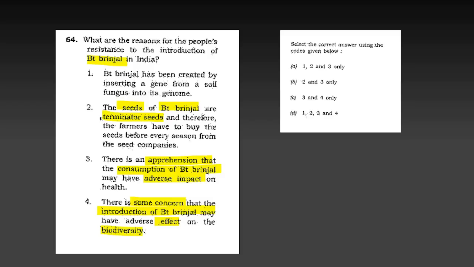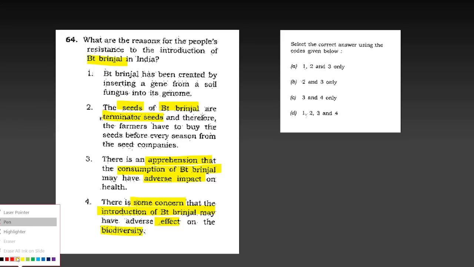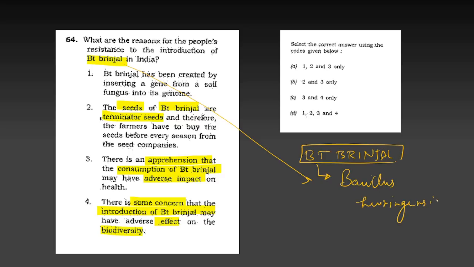Next is C. Again wordplay. Again, you see, that is the point I'm saying. Use all these wordplays. And importantly, see, BT brinjal. When you are starting, this is what they are asking. In this you have to know the keywords. So Bacillus, this you should know, right? Bacillus thuringiensis. Spelling might be wrong, but anyways, Bacillus thuringiensis.